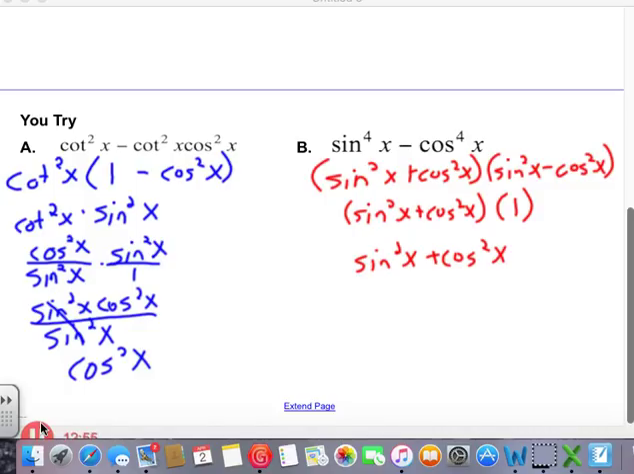Now we have cotangent squared times sine squared. Well, cotangent is cosine over sine. So we change the cotangent squared into cosine squared over sine squared, and then times it by sine squared over 1.